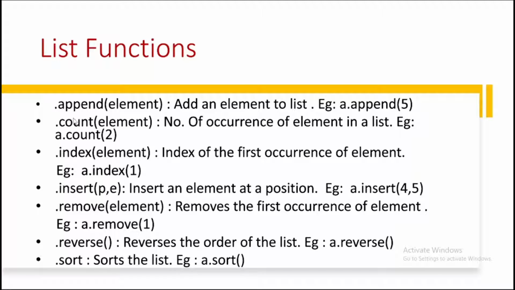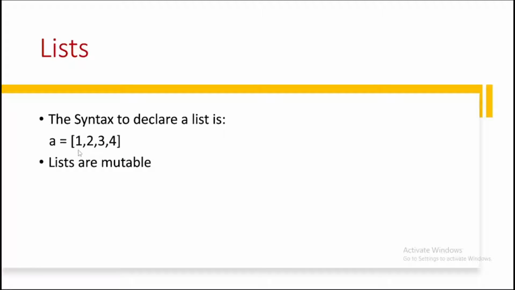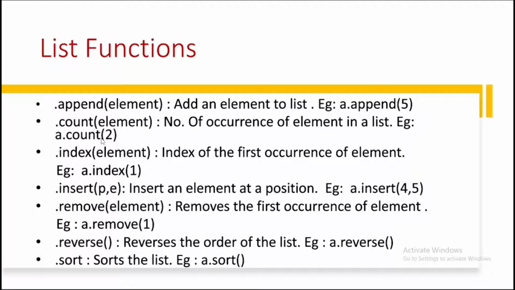And then we'll use dot index of element. It gives the first occurrence of the element. Here you can see a dot index of 1. It will give it as 0 because in Python it always starts with 0 and not 1. You have to always use this dot because it indicates that it has to perform this function on this list or variable. Then we come to dot insert.